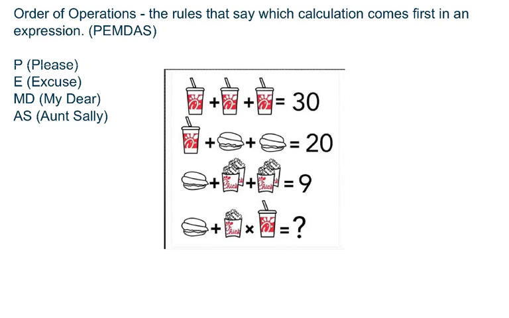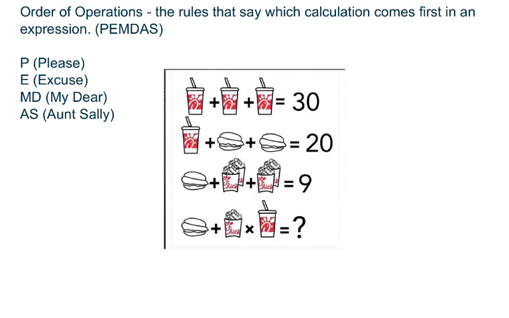This is Unit 1, Level 1, Order of Operations. Order of operations are simply the rules that say which calculation will come first in an expression. And you'll often see it with this acronym, and a lot of people will say PEMDAS. Some of us older folks will say, please excuse my dear Aunt Sally, because that's the way that we learned it. It all means the same thing.